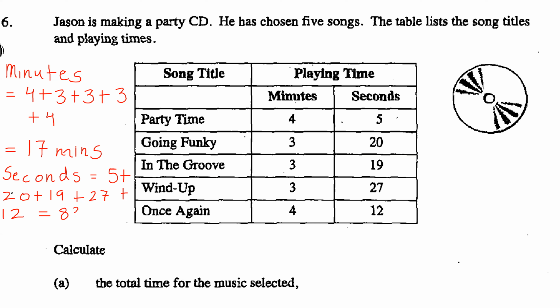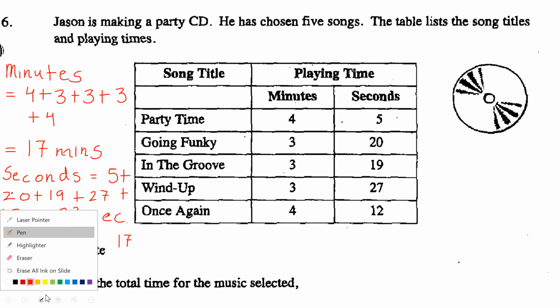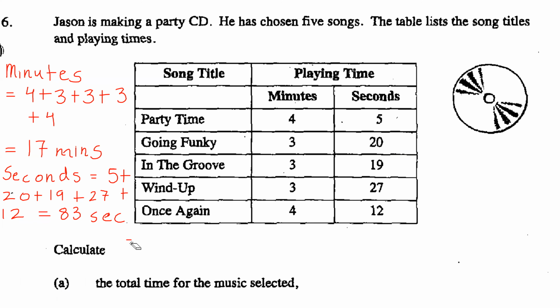83. So we have 78 minutes and 83 seconds. So that's what we have. Now, if we look at it, 78 minutes and 83 seconds, we can write that in a different way, in a more compact way. So we have 17 minutes and 83 seconds.